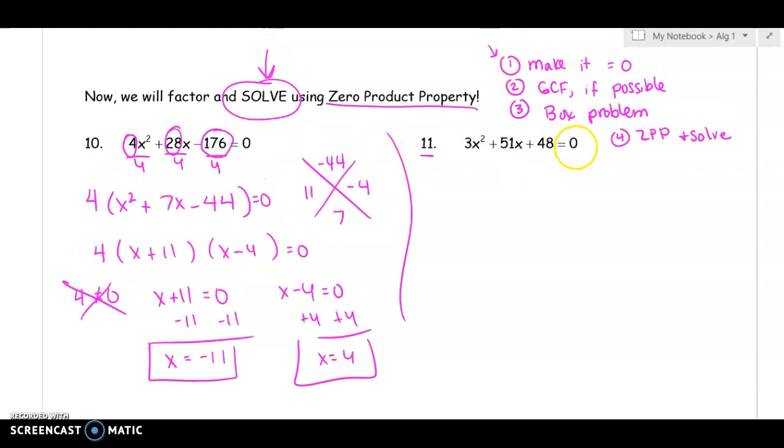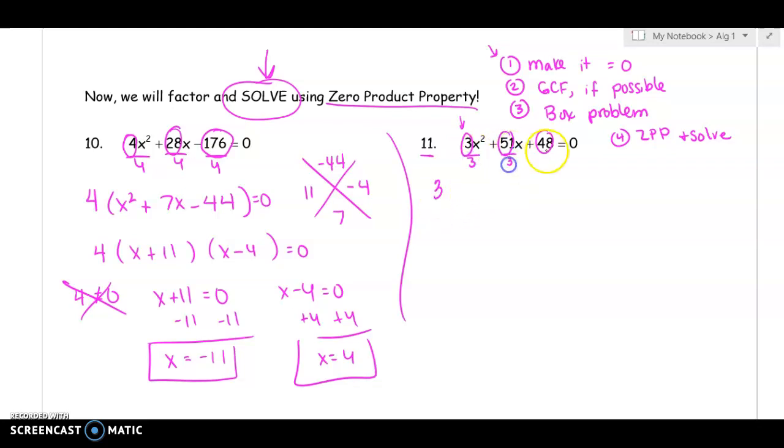We're going to make it equal to 0. Check. GCF. All right, they don't all have an x in common, so that's not part of the GCF. GCF 3, 51, 48, again, usually the GCF is just going to be this number. And if you divide 48 and 51 by 3, it does work out nicely. So 3 is going to be our GCF.